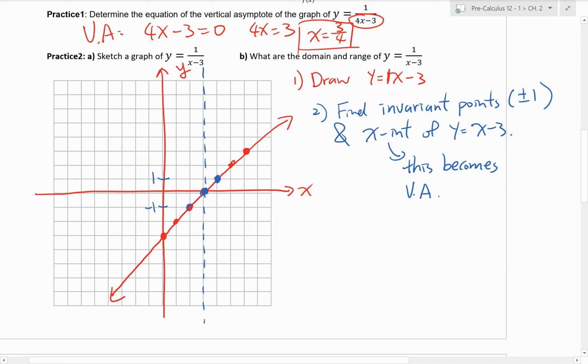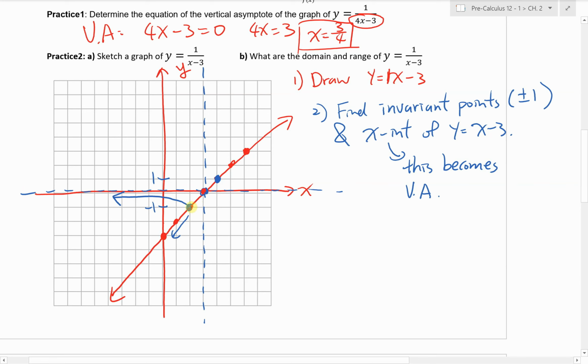So here is my second invariant point. Now once we have these three pieces of information, that's really all we need to draw the graph of the reciprocal of x minus 3. Again, we just use the pattern. From this invariant point to the left, you can see the red graph, the original x minus 3 graph, is decreasing. Therefore, the reciprocal graph is going to increase. It goes the opposite way. It will not touch the x-axis, however, because we would have the horizontal asymptote right here.